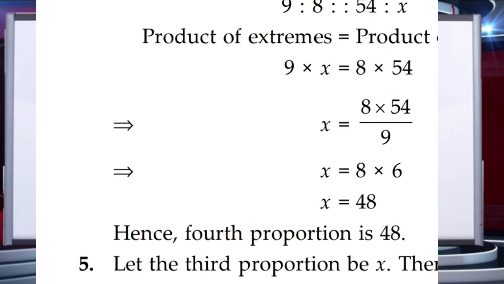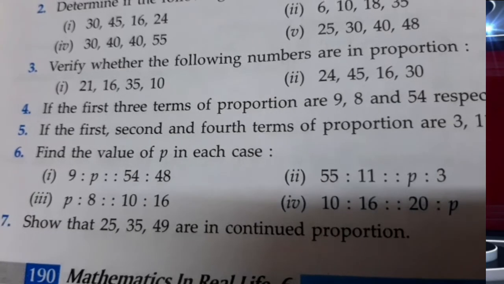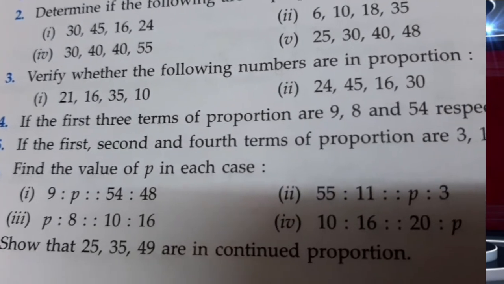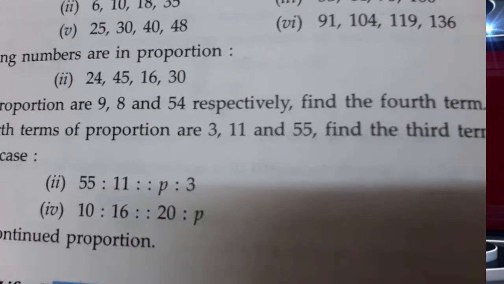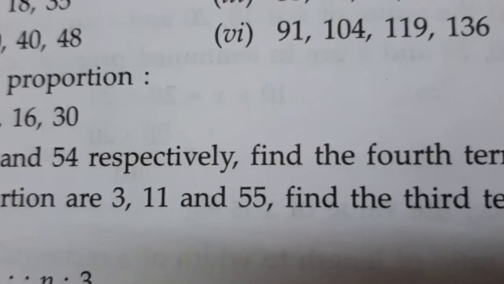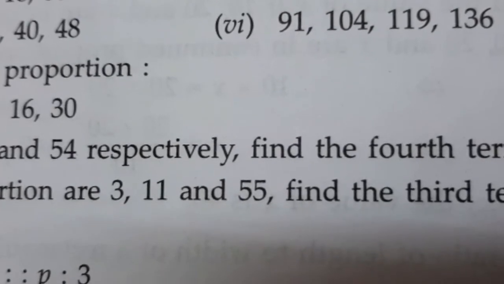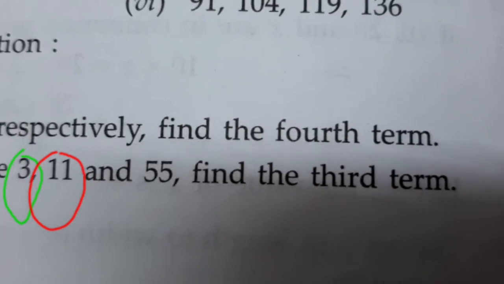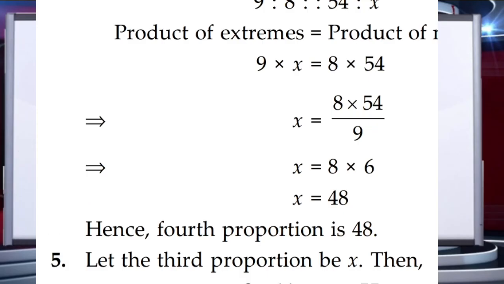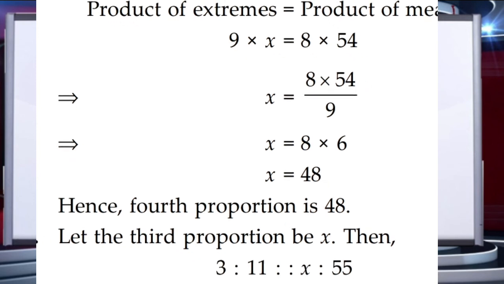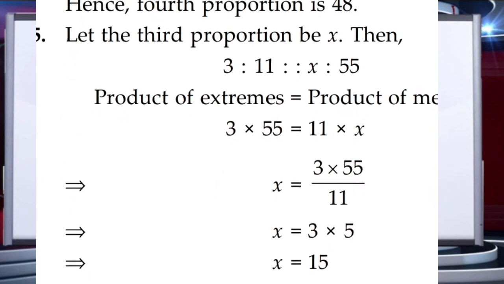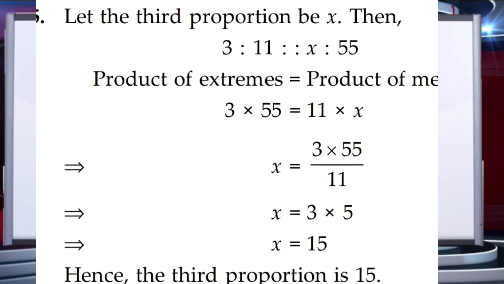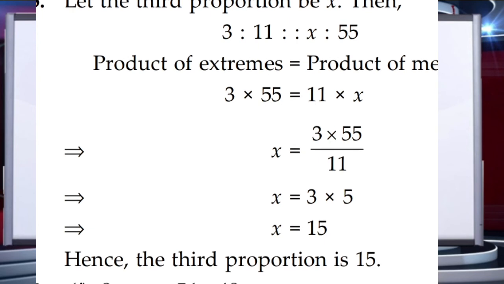Now let us do question number 5. Question number 5 is: if the first, second and fourth terms of a proportion are 3, 11 and 55, find the third term. Here the first term is given as 3, the second term is given as 11, the third term we have to find out, so I will take it as x, and the fourth term is given as 55. Now they are in proportion, so I can write it like this: 3 ratio 11 is proportional to x ratio 55.